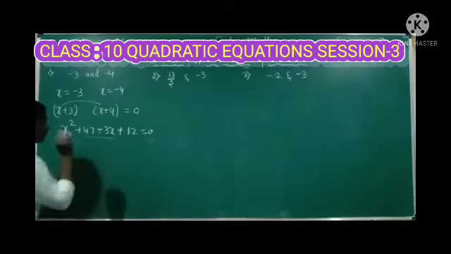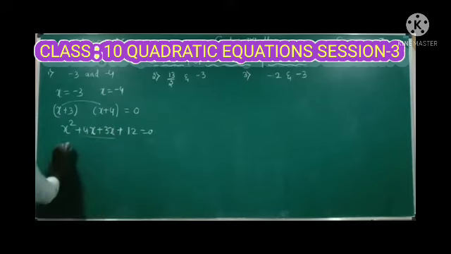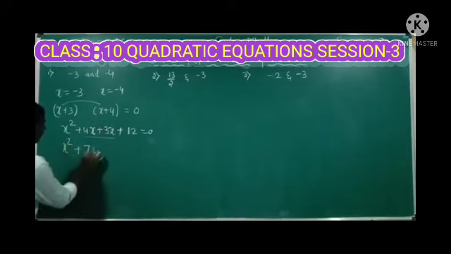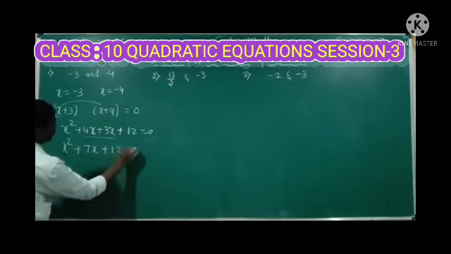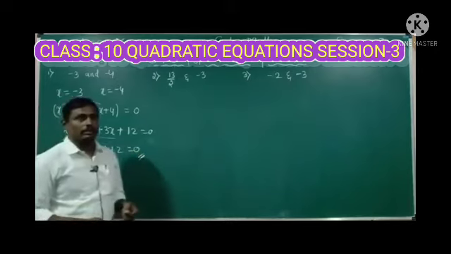Again we have two like terms here, no? These two are the like terms that have x as a common variable. So x square plus 4x plus 3x is 7x, plus 12, which is equal to 0. So this is the required quadratic equation.